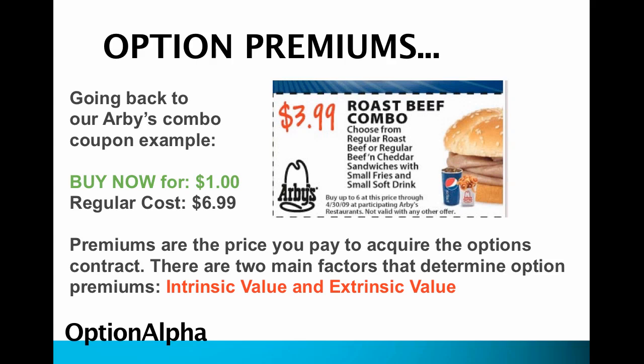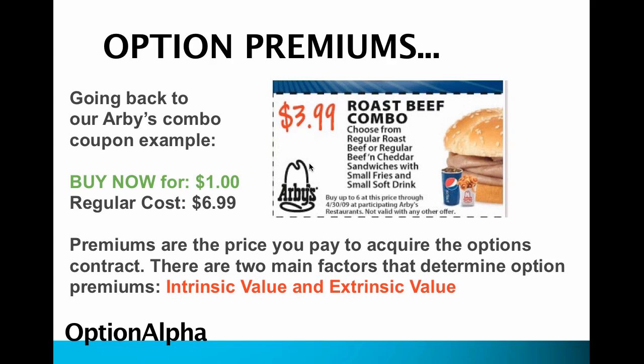So we're going to go back to our Arby's combo coupon example because I love Arby's, and this is a really easy way for you guys to understand what an option premium is. So let's just say again that we have this roast beef combo coupon for $3.99. So that's what we can buy the roast beef combo for right now at Arby's. If we go in there, we'll give them the coupon, we can buy it at $3.99. Let's say that the regular cost of this combo here is $6.99 for the example.